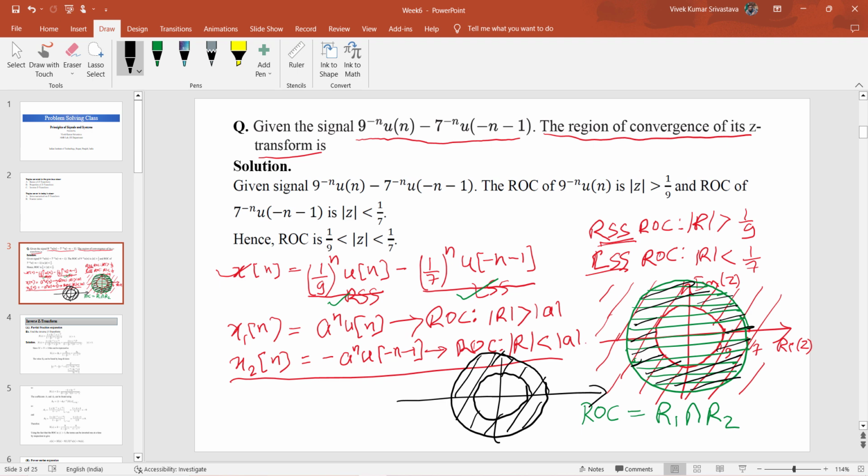That is how we can apply the concepts that we covered in the previous class to find the ROC of any general signal that is given to us. Any doubt in this problem?